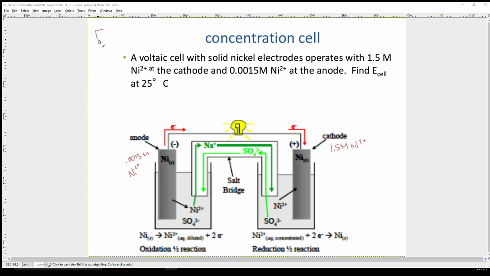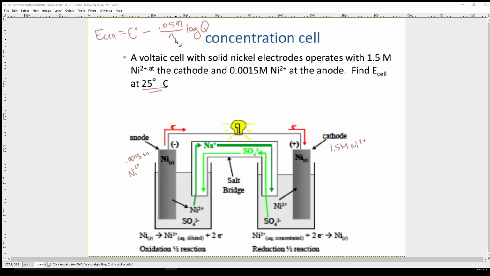So remember, E cell, is this at standard conditions? I mean, we don't have 1 molarity, so no, it can't be standard. But we do have 25 degrees Celsius, so I get to use that simpler version of the Nernst equation, which is 0.0592 over N, where N is what? What is N here? N is the moles of electrons transferred.